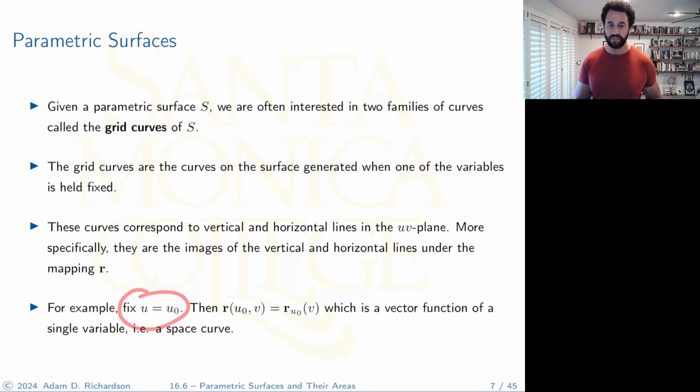Yeah, here's an example. Fix U equals U naught, where U naught is just a constant. Then our vector function becomes a function of a single variable. So we're holding U naught fixed and we're letting V vary. So this is now a vector function of a single variable. And so that's describing a space curve, some curve in space that lies on our surface, right? But when we fix U as this constant, what we're really doing is looking at a specific line in our parameter domain, and then we're looking at where that line gets sent to under the mapping R.